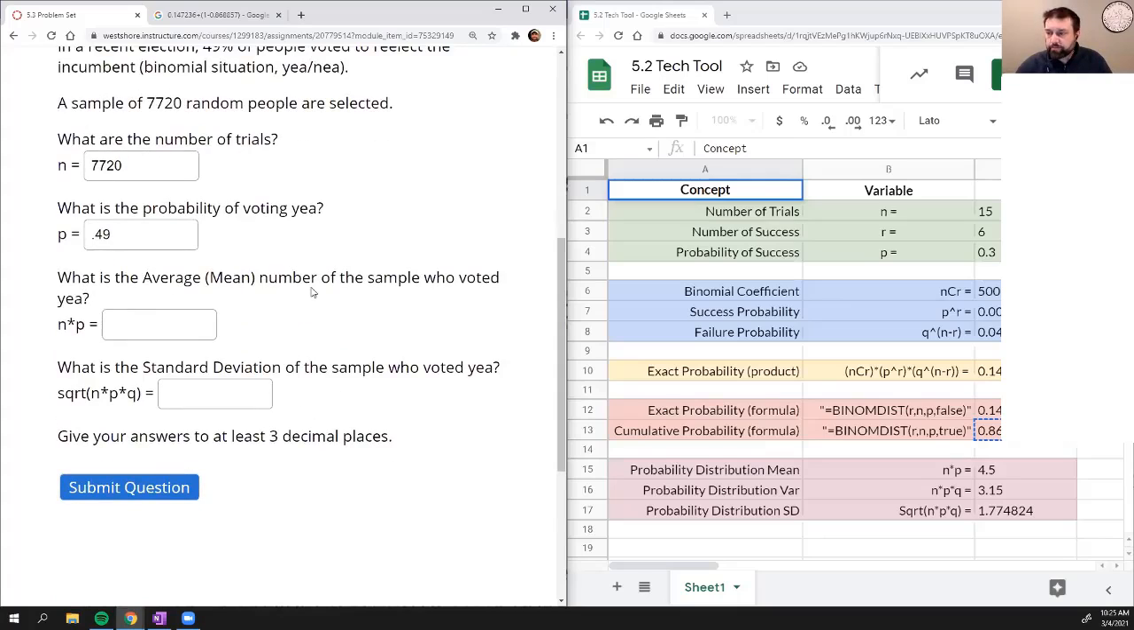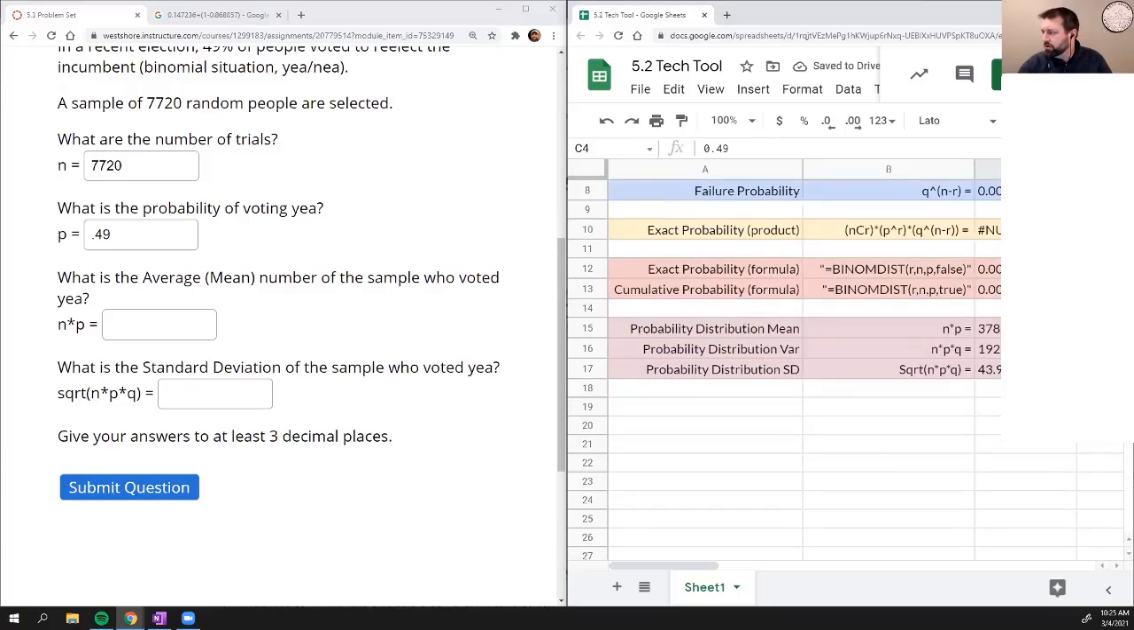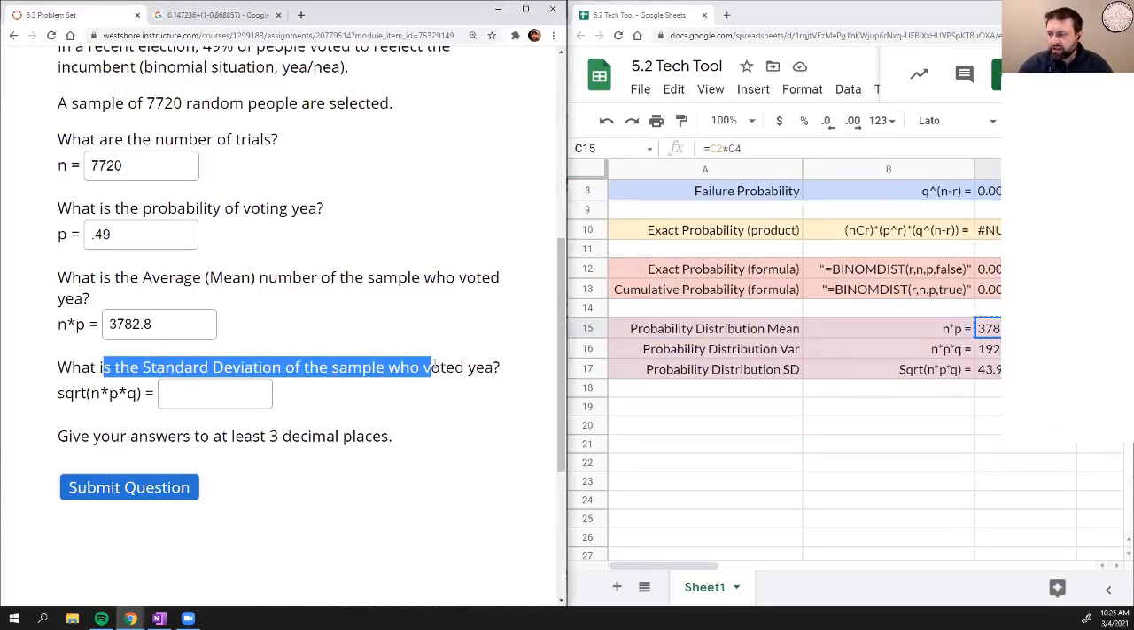What is the average? So N times P. You could do this on a calculator, or you could come over here and put in 772 people in the trial, and the probability of success is 0.49. Whoops, 0.49. And I don't even need to put in an R value. If I come down here, there is the mean. So I copy that number and I put it in here. And then what is the standard deviation of the sample who voted yay? Here is the standard deviation.